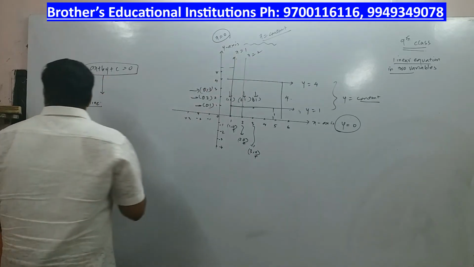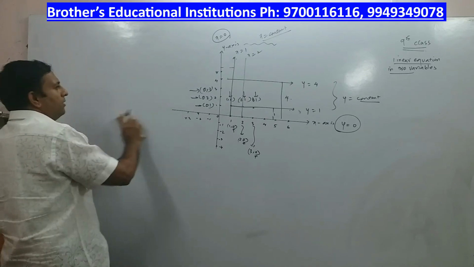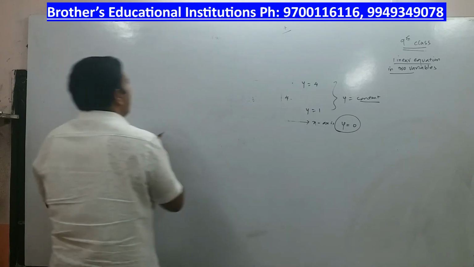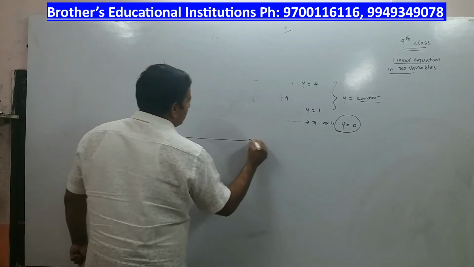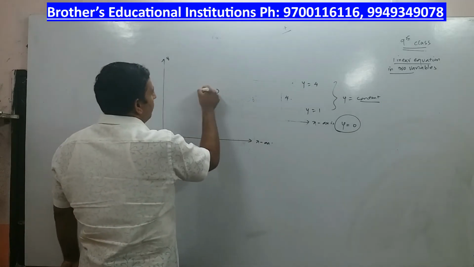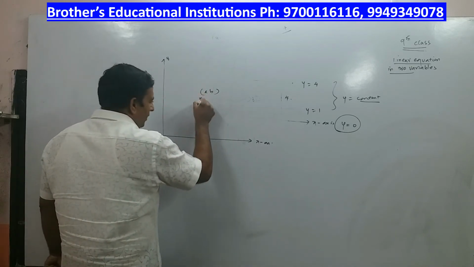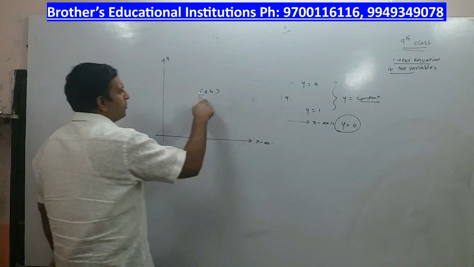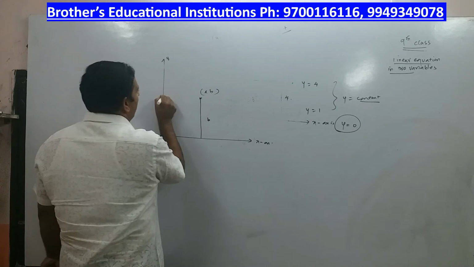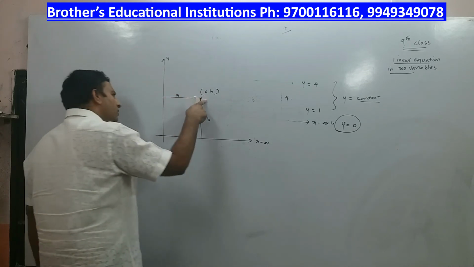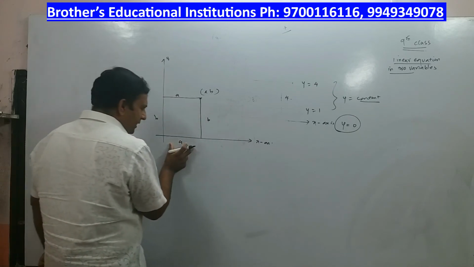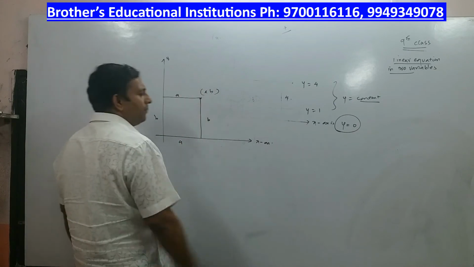And then, for example, if there is a point in the Cartesian system, this is x-axis and this is y-axis, and if I say there is a point (a, b), what does it mean? It means the distance of this point from x-axis is b units, and the distance of this point from y-axis is a units. Therefore this is equal to a and this is equal to b. So the distances made on x-axis and y-axis are a, b, and this point is (a, b).